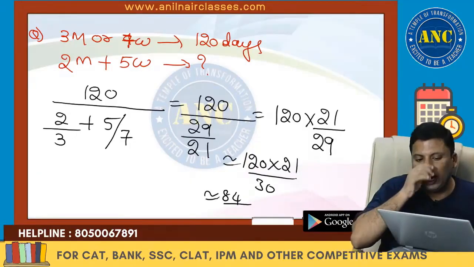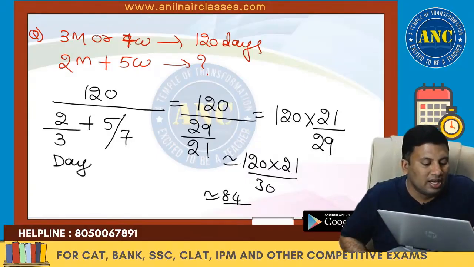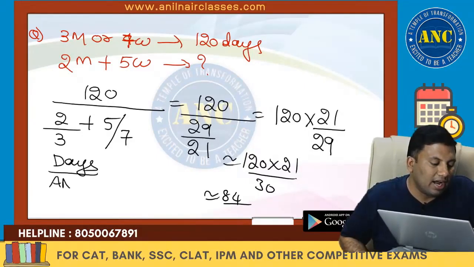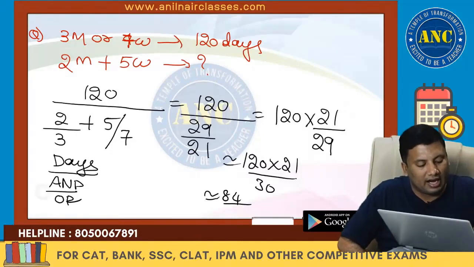I hope the idea is clear. What is the shortcut that we are using? Days divided by and by R. Once you know this, directly you will get the answer. Days divided by and by R.